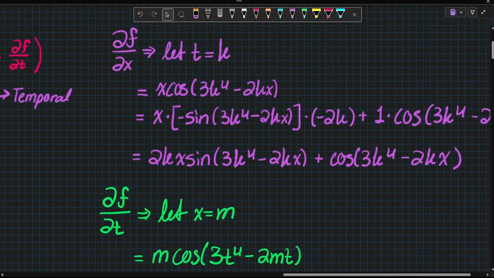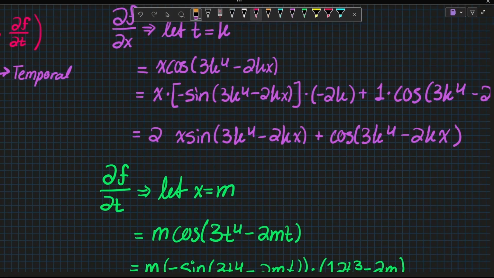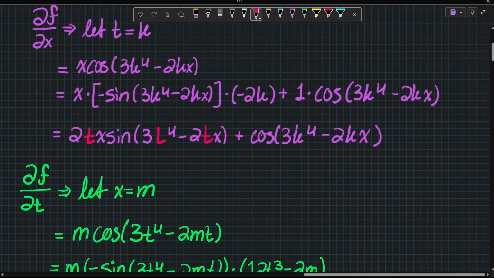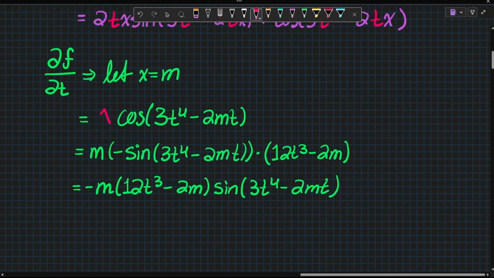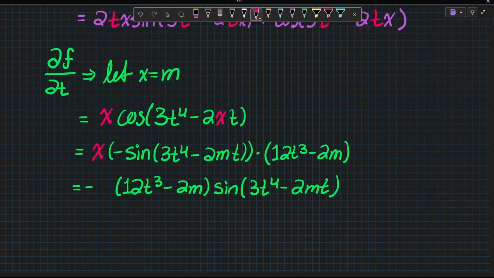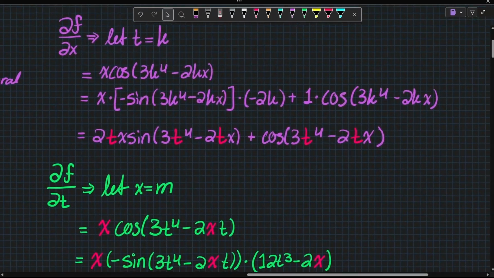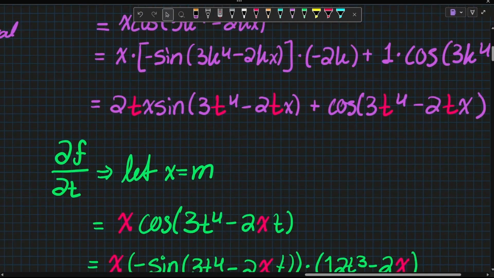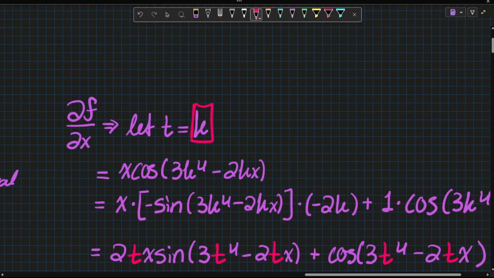Alright, now for both of these, I'm going to replace their constants with the actual value. So this is t, these two are t, that's t, and that's t. This will be x, x. This is x, x, x, x, x, and x. So for me, when I replace that variable with a known constant symbol, it's a lot easier for me to do the partial derivative.